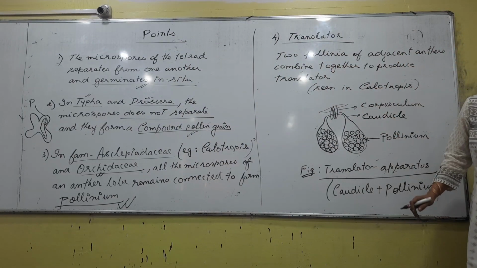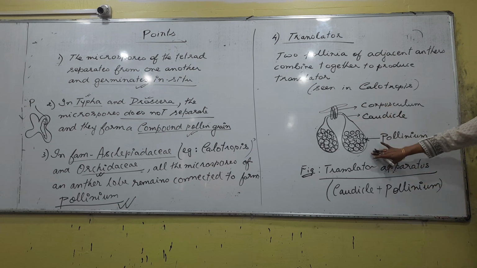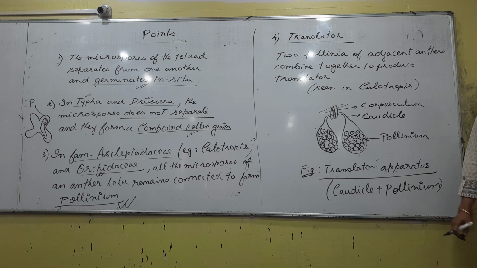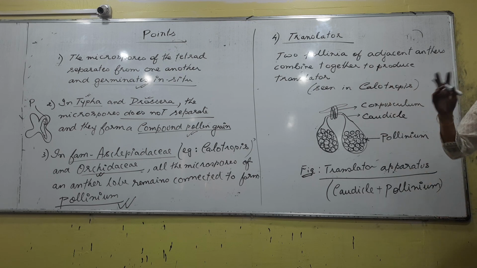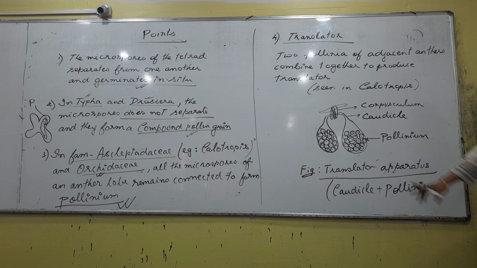Next we have something called a translator apparatus. Translator apparatus is a structure like this. We have talked about pollinia, right? Now we are saying that two pollinia of adjacent anthers fuse together to form an apparatus, and that apparatus is called a translator. Pollinia is the mass of microspores together in each lobe, right? Adjacent anthers: we know that in one flower it is not necessary that there will be only one anther. In morphology we have already discussed, no? Dithecous condition, monothecous condition, didelphous, monodelphous, polydelphous, we have talked about all those, right?